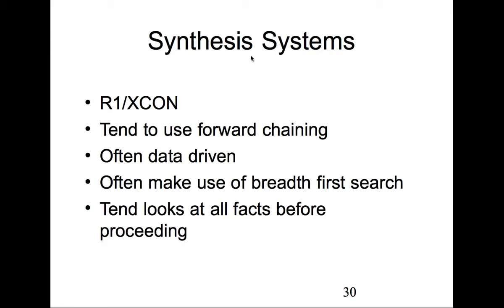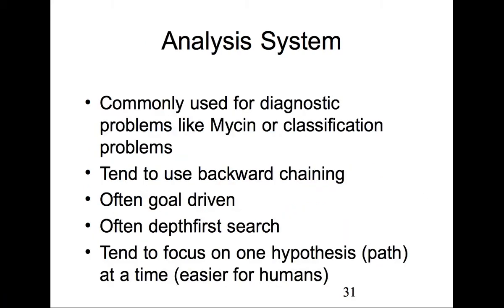In the synthesis systems themselves, you're trying to derive something out of it. And so you have a tendency to use forward chaining, often data-driven, often makes use of the breadth-first search, which is not very efficient. So it has a tendency to look at all facts before proceeding. So this is kind of the nature of most expert systems. You have to evaluate a lot of facts before you're going to proceed through it.